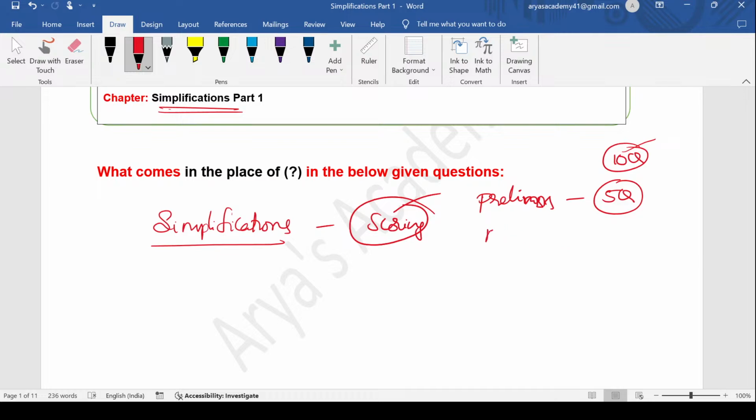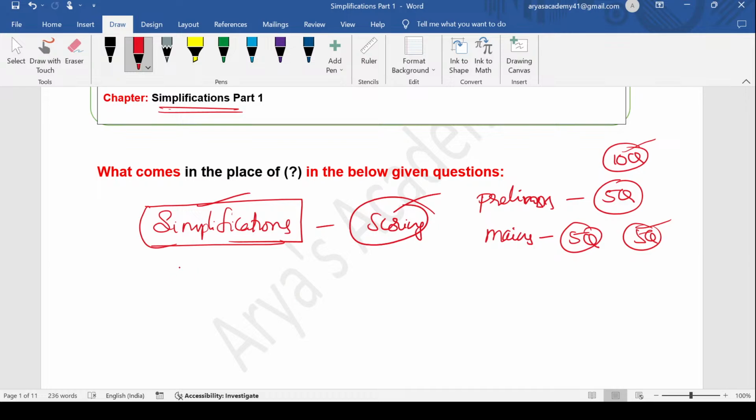When it comes to mains, in clerical exams they might give you 5 questions. In PO, very rarely will 5 questions be given. Usually in PO or officer exams, in the mains part, simplifications may not appear. But for prelims, whether it is clerical or officer, we will generally have 5 to 10 questions of simplifications. It may be approximations or simplifications. So that's the importance of this chapter with relevance to the exam.